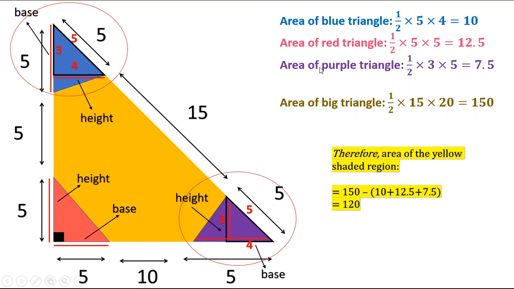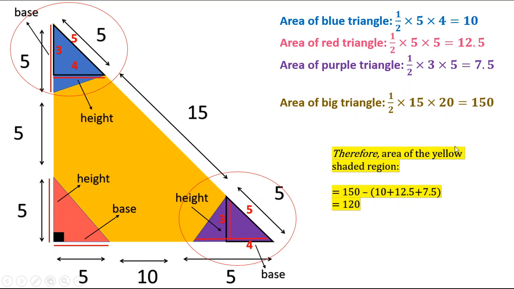So if we put all these values, the area of this blue triangle is half into 5 into 4, which is equal to 10. Area of the red triangle is half into 5 into 5, which is 12.5. Area of the purple triangle is half into 3 into 5, that is 7.5. And area of this big triangle is half into 15 into 20. This side is completely 15 and this side is completely 20. So the area is equal to 150.